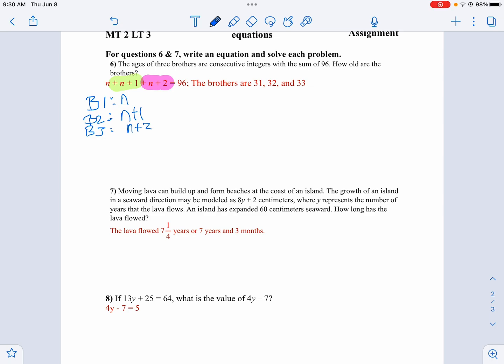And that's where we get our equation from. That is, we're going to say n plus 1 plus n plus 2 is 96. Now let's combine our like terms. We have 1, 2, 3n, so we're going to say 3n plus, and then we'll combine our like terms. 1 plus 2 is 3, and we're told to add to 96.